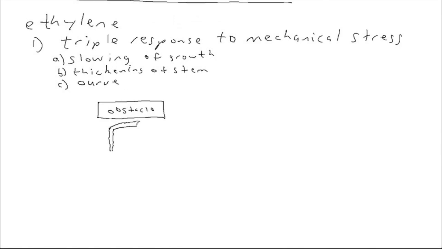So instead it starts curving, and it maintains this curved growth until the plant senses that the obstacle is not there anymore. And then it can start growing up again. And at this point would be the end of the triple response. So the third response, the most logical and most important, is curving. So the stem grows horizontally. Okay. And that's kind of the end of the triple response, and it'll keep growing horizontally until it senses that it's moved around the obstacle.